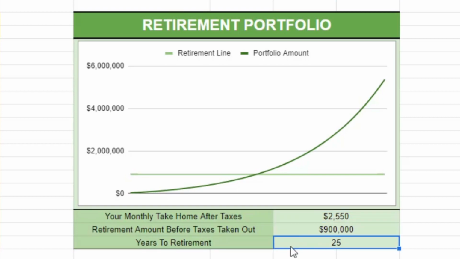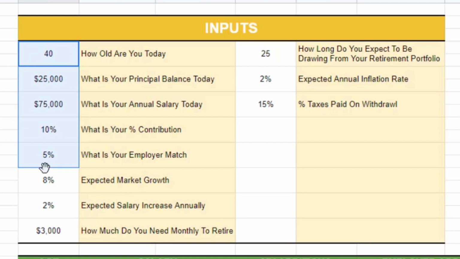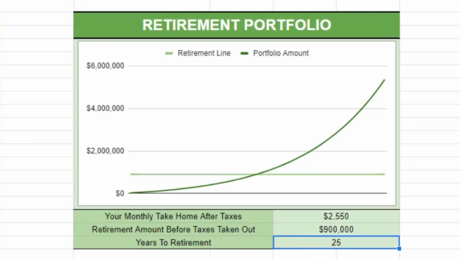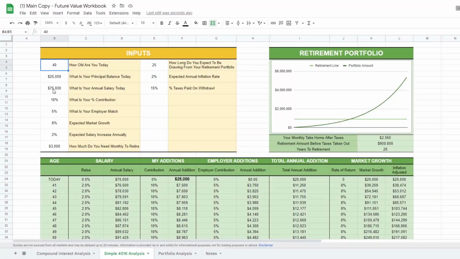And then years to retirement with these contribution numbers at 40, with your principal at $25,000, your annual salary, your percent contribution and match. It looks like it would take you 25 years to retire from 40, so that would put you around 65 years old, which should be in line, or basically telling you that your contribution number is correct if you want to retire at 65.